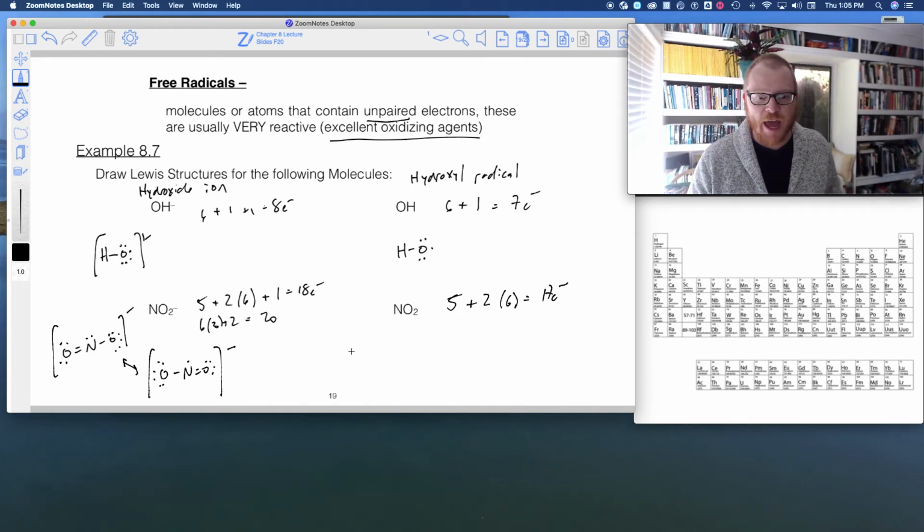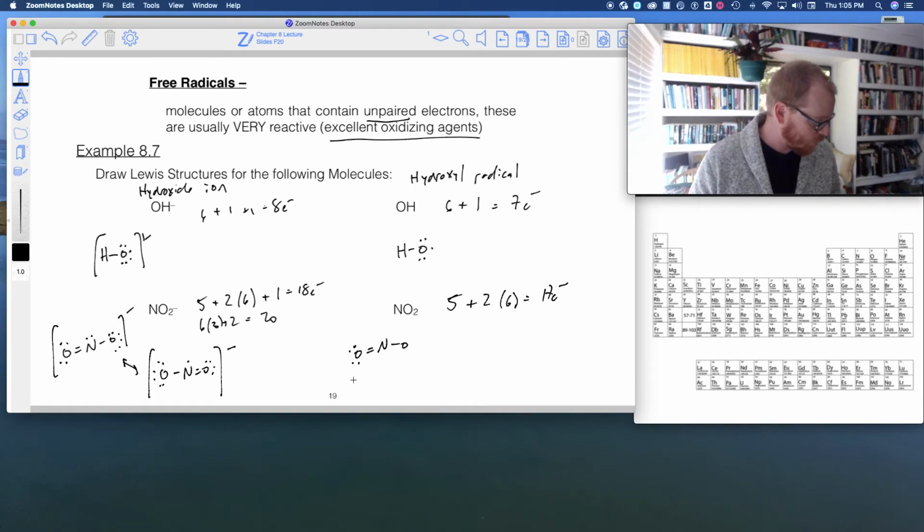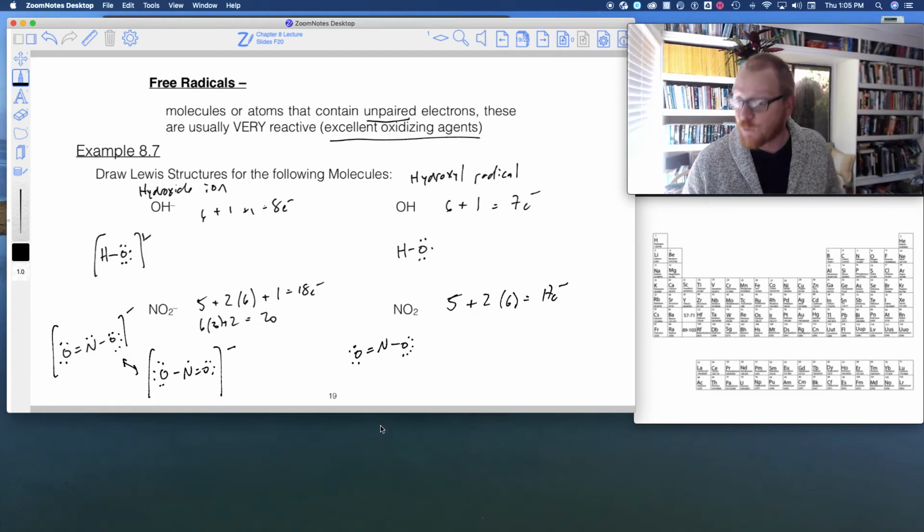So when we go to do that now, we're going to have an oxygen, double bond, nitrogen, single bond, okay, just like we did here. I'm going to put the electrons around the best way that I can. And keep in mind that what I want to be able to do is follow the rules for formal charge as well. And so what that means is nitrogen is going to take the radical.